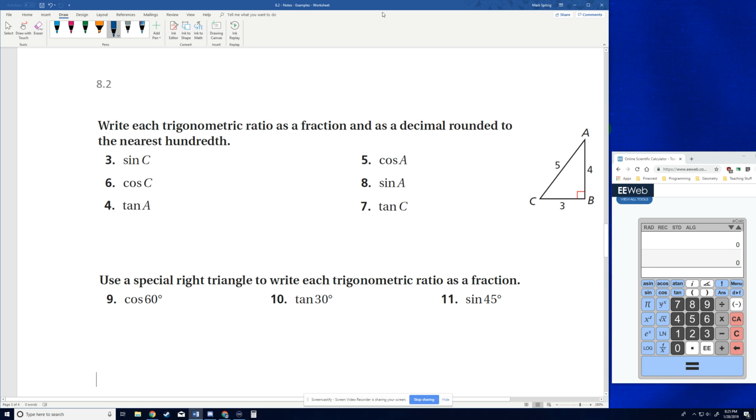Hey everyone, we're going to do 8.2 right now. So I got this up starting at the homework. It says write the trig function as a fraction and then as a decimal, rounded to the nearest hundredth.